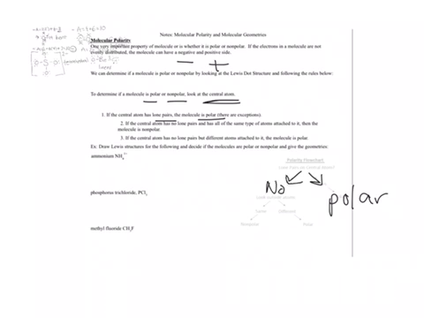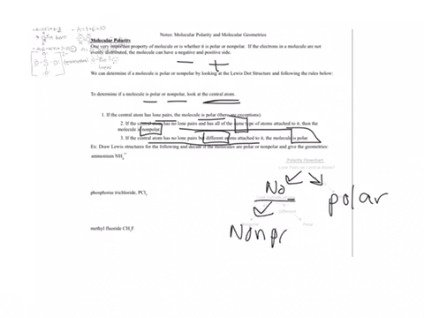You need to look at the atoms attached to the central atom. If they're all the same, the molecule is nonpolar. But if they're different atoms attached, then the molecule is polar. So look at the outside atoms. Outside atoms, if they are the same, it is nonpolar. If they are different, it is polar.